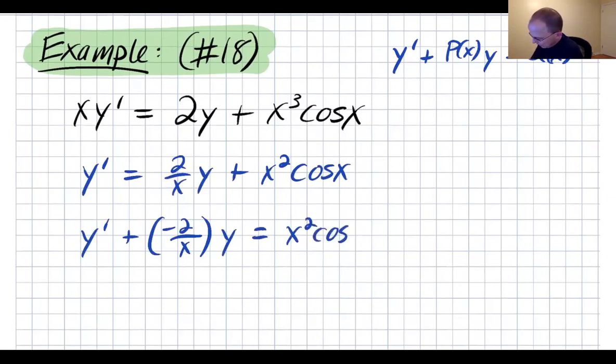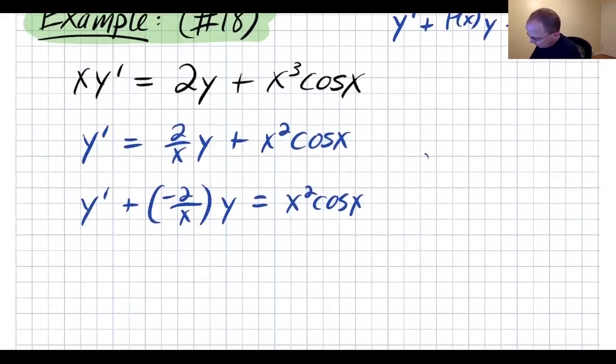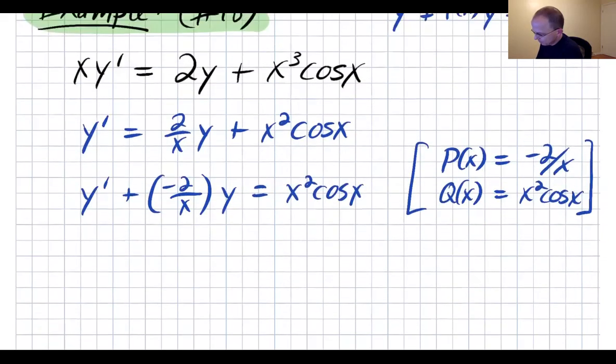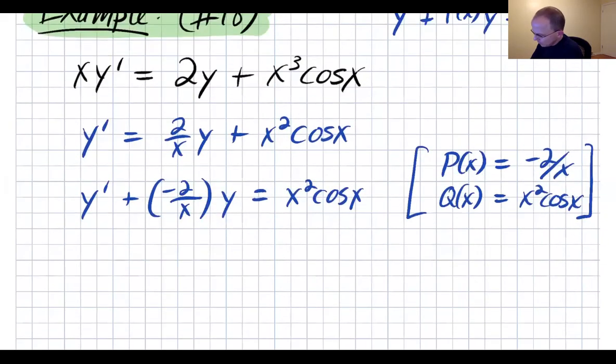Oops. And therefore, let's just write down our formulas here. P of x is equal to negative 2 over x, and q of x is equal to x squared cosine x. Okay. So notice that this question doesn't have an initial condition, so we're just going to be finding the general solution and then we'll be done.